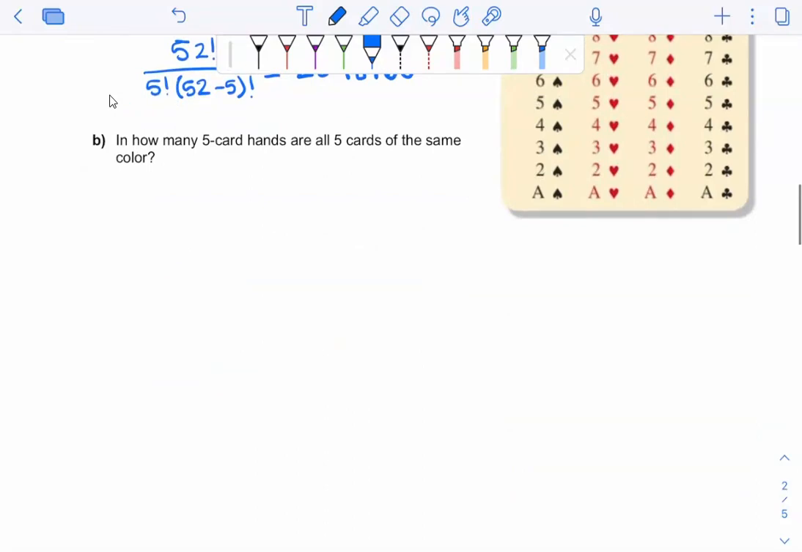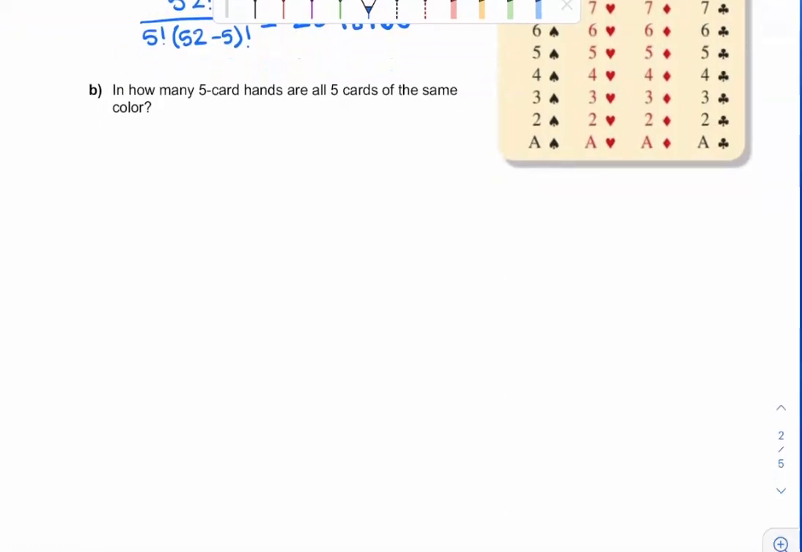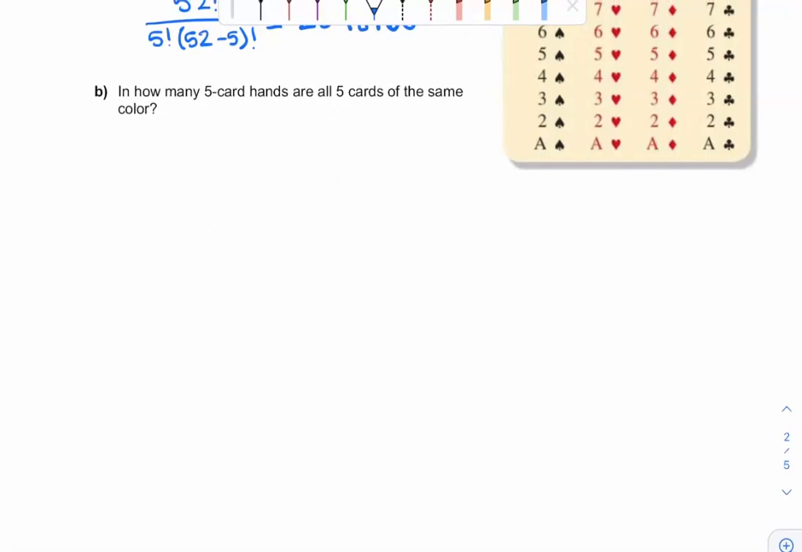So part B, this one's a little more complicated, and we will talk about this more tomorrow, but I just want to practice how to type this into our calculator. It's asking, in how many 5-card hands are all 5 cards of the same color? So for all 5 cards to be the same color, you need 1 of the 2 colors, and then 5 of the 26 cards in that color.